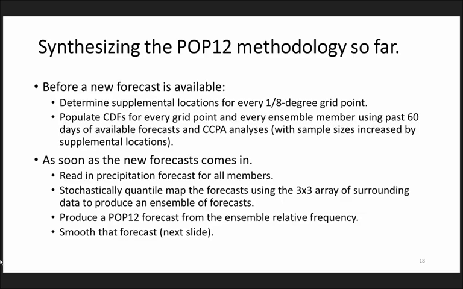From that, you just produce a POP from the relative frequency of exceeding that POP threshold, 0.4 millimeters. So if 50% are greater than 0.4 millimeters, 50% is your guess at the POP. And before you disseminate that, you smooth the forecast. And that's the next slide.